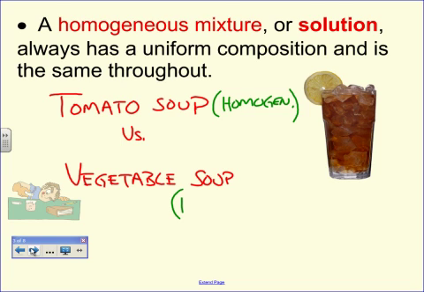On the other hand, vegetable soup is what we call a heterogeneous mixture, because you might get a little scoop where you've got a carrot and a potato, and the next scoop might have like three peas and a carrot on it. It's different all the way throughout. It's not evenly blended everything together.